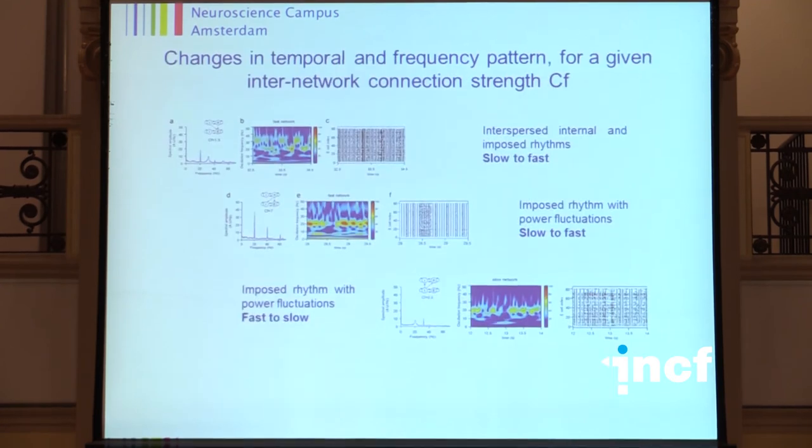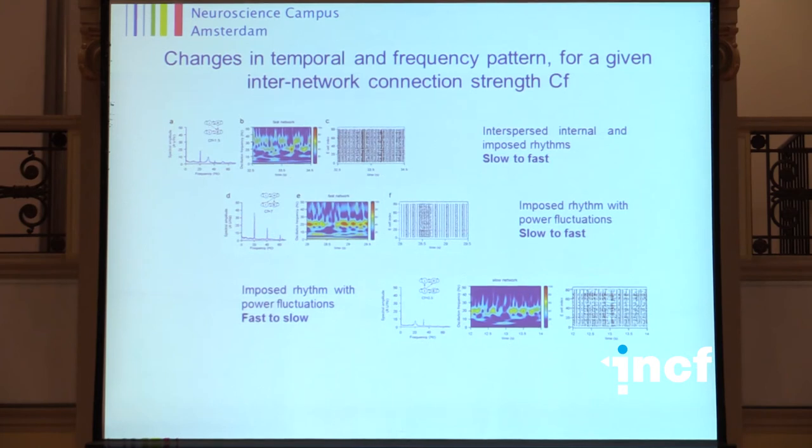So we made many experiments. We ran 640 different cases. And three main cases is what I want to show you here. In one case, if you connect the slow to the fast and you look at the activity at the fast, you see that there is interspersed activity between the local rhythm and the external impulse rhythm. In other case, the only thing that you can do is to influence the power of the oscillation in the target network, changing also the frequency.